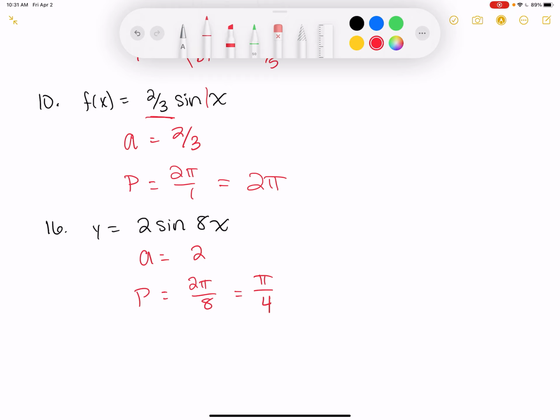Does pi always need to be on top? Yes, because that's your formula.